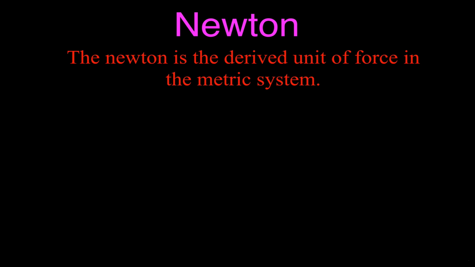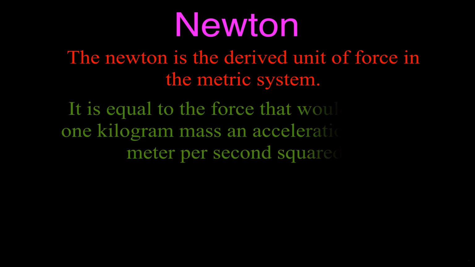It's derived because you can derive it into other things, which we'll talk about in just a second, like the kilogram meter per second squared. Okay, the Newton is an abbreviation for another set of units. And what is a Newton? So this is kind of the definition, or this is what a Newton is.